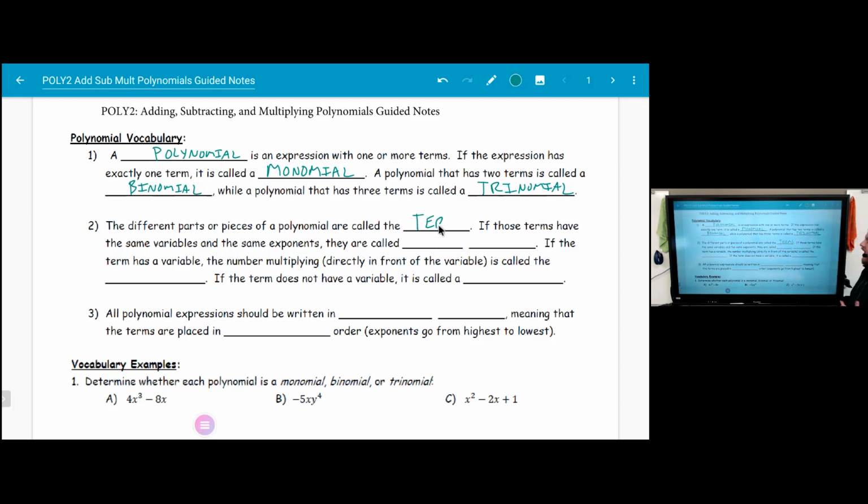If those terms have the same variables and same exponents, we call those something special. We call those like terms. Like terms. Those are things that can be combined using addition and subtraction. If the term has a variable, the number multiplying, so that number directly in front of the variable, is called the coefficient. If that term does not have a variable, we just call that a constant. That's just your normal numbers.